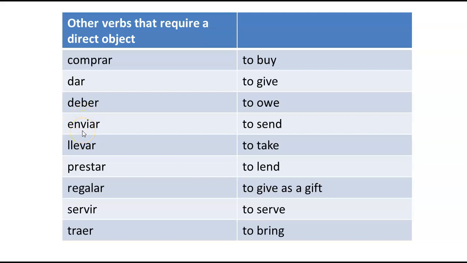Enviar, to send, you can send something to someone. The to someone is your indirect object pronoun, so you'll hear indirect object pronouns with enviar. Llevar, you can take something to someone. Prestar, you can lend something to someone. Regalar, you can give something as a gift to someone. Servir, you can serve something to someone. Traer, you can bring something to someone.